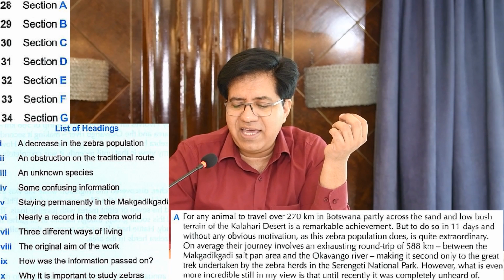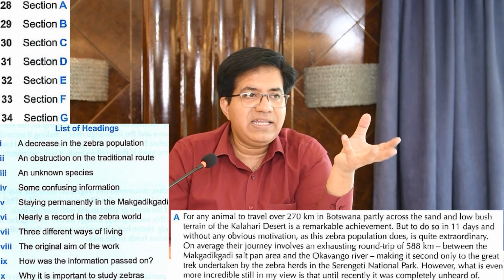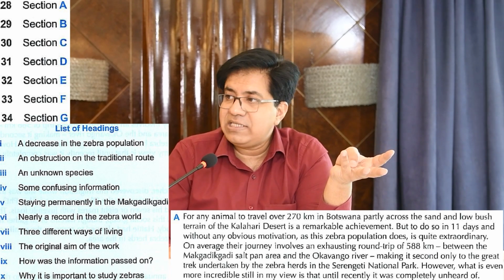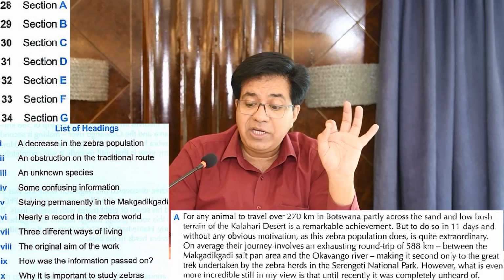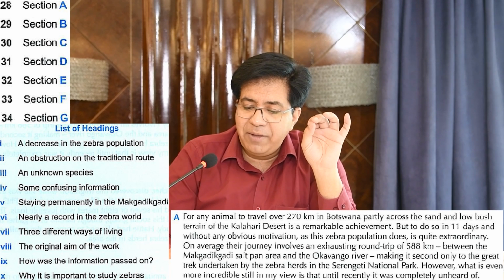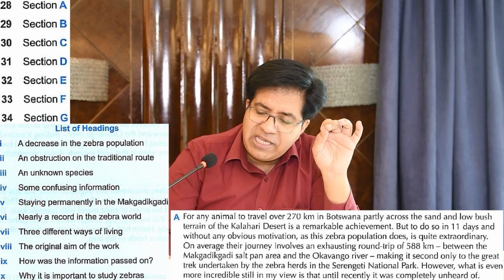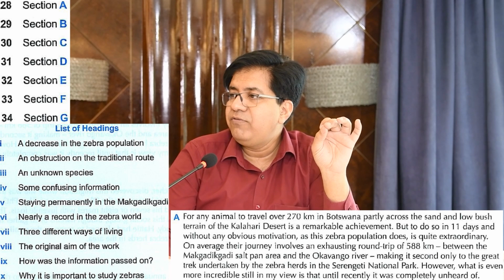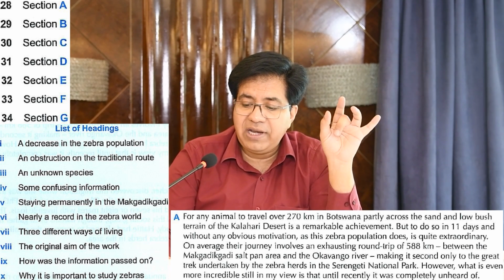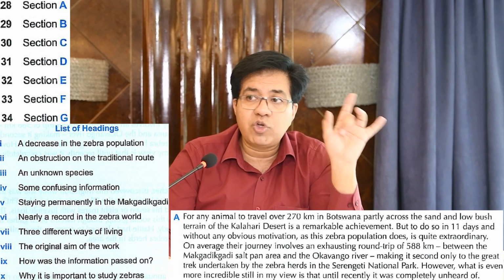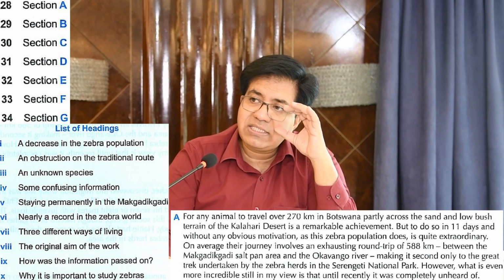Exactly. Heading number 6, nearly a record in zebra world. Remarkable achievement and all that. So this is how you need to connect. Now, you need to do the same thing here. Heading number 6 we have used. Now please cross number 6. We will not use this heading 6. Where number 6 is written, and for list of headings, you have to use Roman numbers. VI is 6, so you will use it like that.